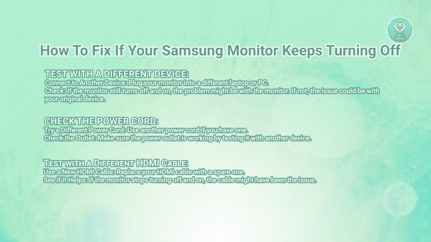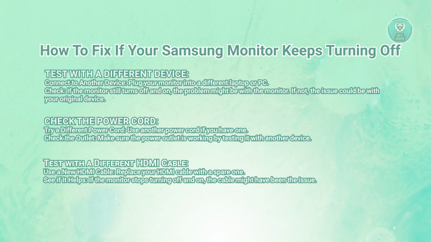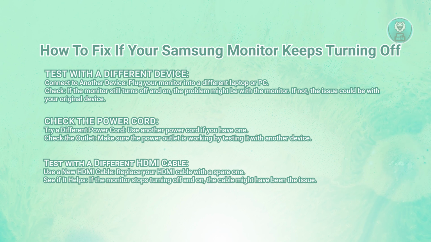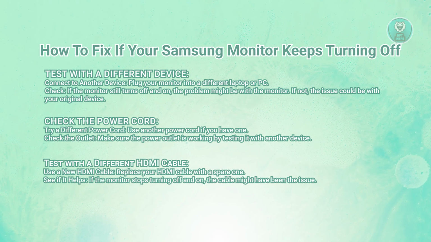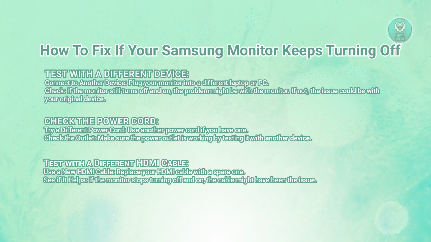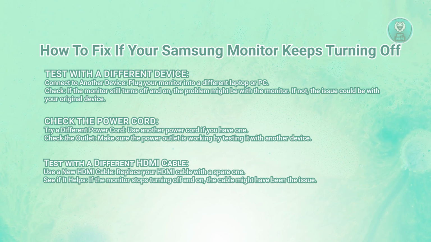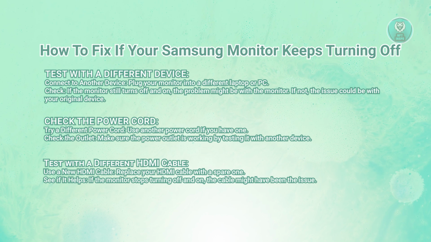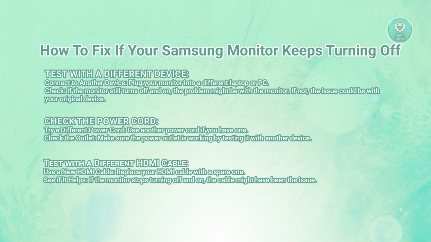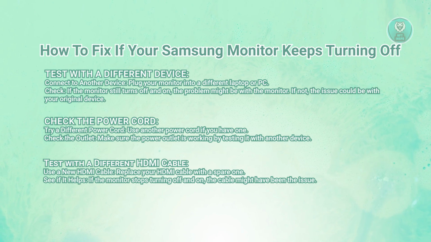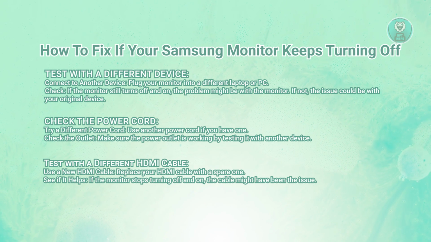Also, you might want to test with a different HDMI cable. If you have a spare HDMI cable, try using that to connect your monitor to your PC or laptop. A defective HDMI cable can sometimes cause connection issues that make the monitor turn off or lose signal. Also, see if changing the cable makes a difference. If the monitor stops turning off and on, then the HDMI cable is most likely the issue.